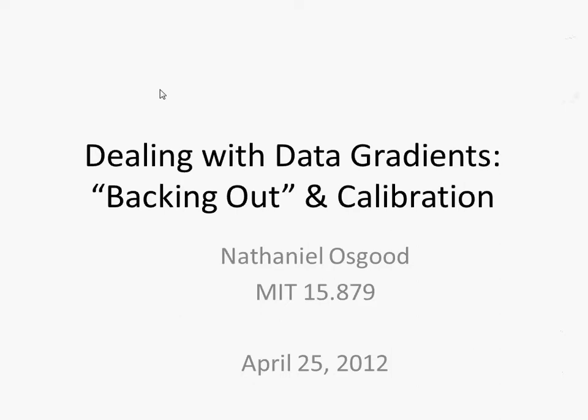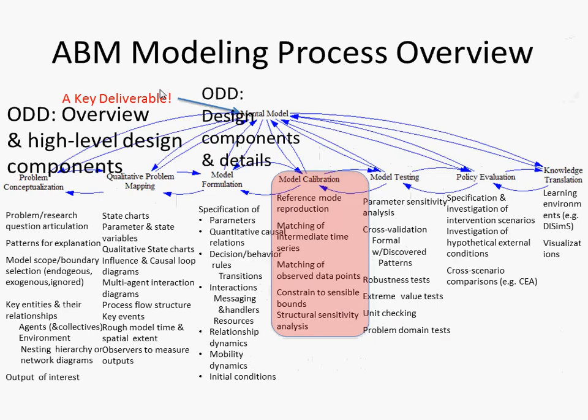Okay, so for the latter hour of today's session, I wanted to talk about dealing with what I call data gradients, situations where we don't always have sufficient data provided to us to parameterize a model's parameters entirely, but we may have data which we can leverage in other areas. There are two basic processes, one called backing out and one called calibration, by which we can take data from one area and use it to estimate our model parameters in ways that might not be immediately obvious.